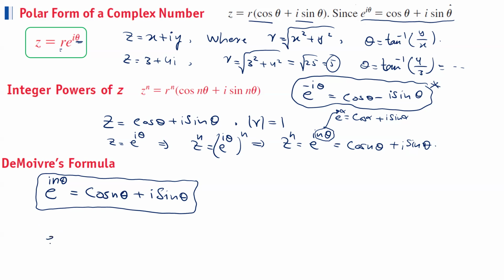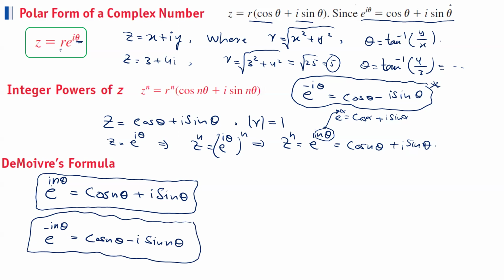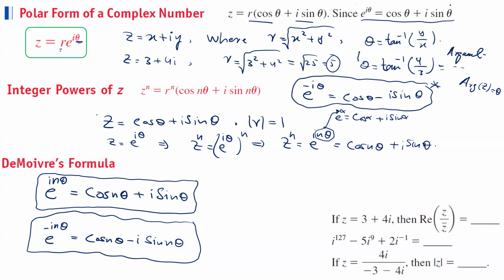Similarly, the other variant of this will be e to the minus i n theta, which can be written as cos n theta minus iota sine n theta. This is also another form of de Moivre's theorem with this negative argument. By the way, this theta is called the argument of the complex number, arg z. So this was a quick introduction to the polar form of complex numbers, and I have a little quiz for you.